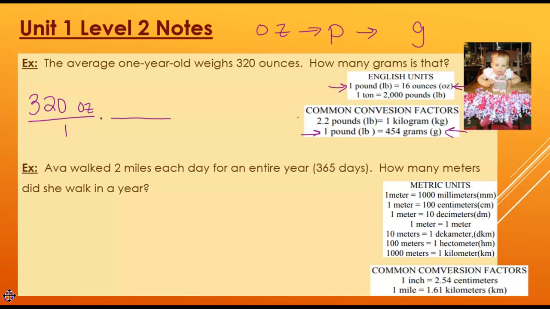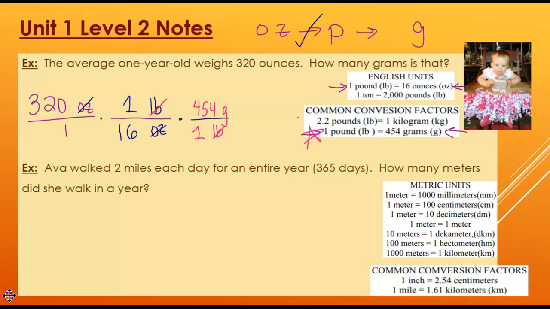So let's do the ounces to pounds first. Remember that we want the labels to cancel diagonally, and we know that there are 16 ounces in 1 pound. So if we finish this conversion, our answer would be in pounds, and we need grams. So now let's take our pounds and make them grams using this conversion. I'm not going to put pounds on top, I'm going to put pounds on the bottom so that they cancel. And I know that 1 pound is 454 grams.